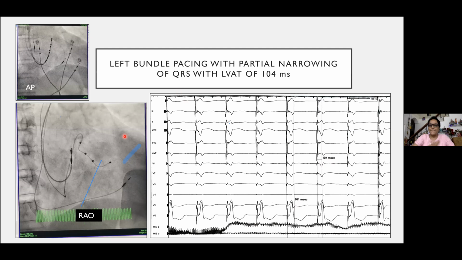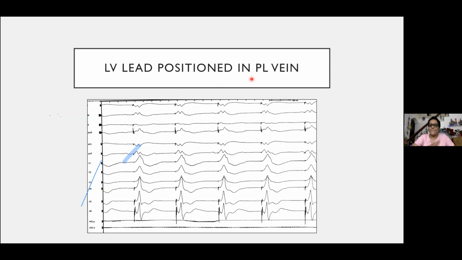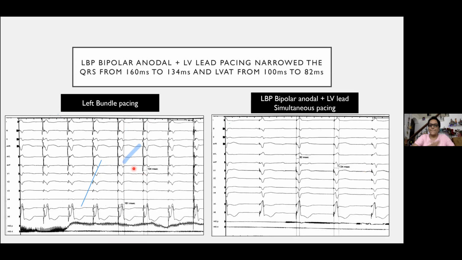So you have already seen what we did. In this case, we again put an LV lead. This is the LV lead position in the posterior lateral vein. Sorry, I cannot show you the EGM, but in this case the QLV was around 100 milliseconds. So this is what we get after putting the LV lead.